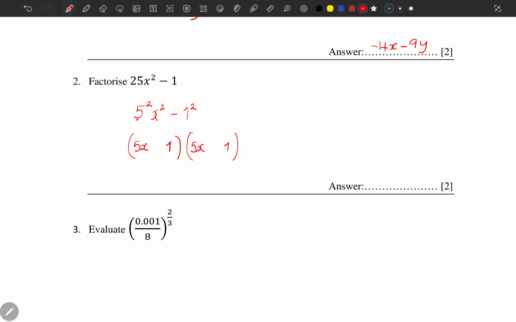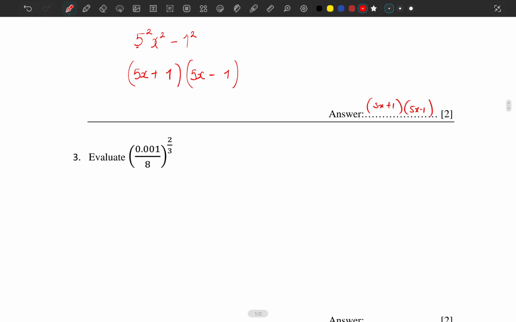Then you can interchange the signs, whether positive or negative. Doesn't matter which one you start with. So that is my preference. You come here like that. The last question is evaluate 0.001 over 8 to the power 2/3.